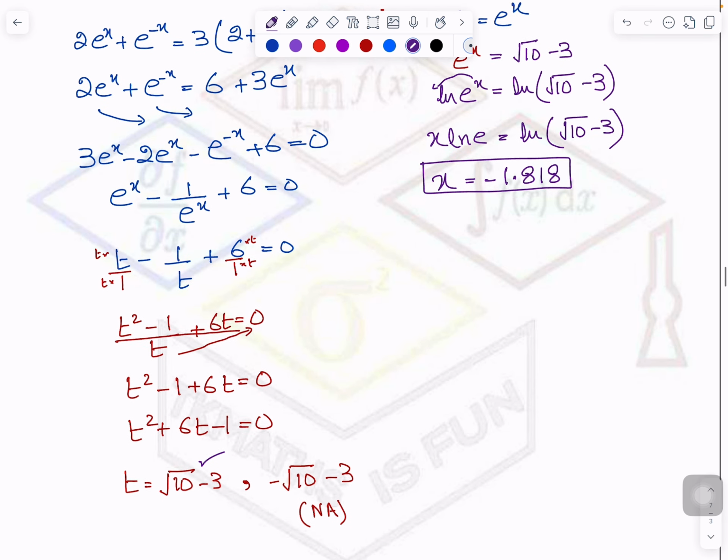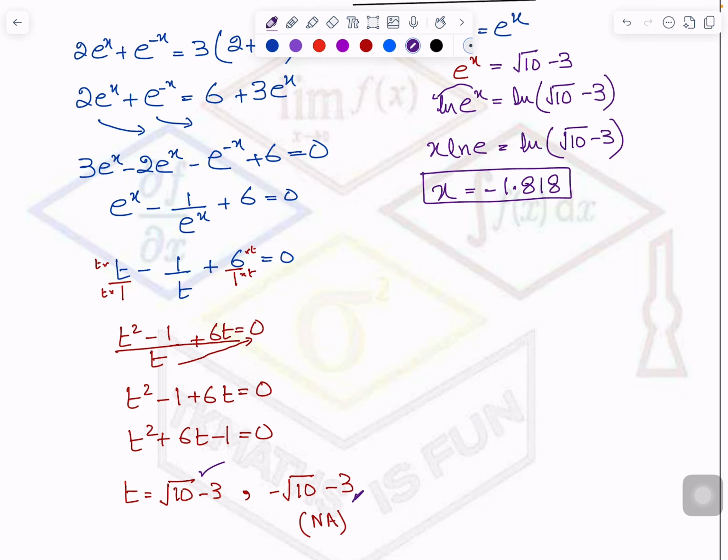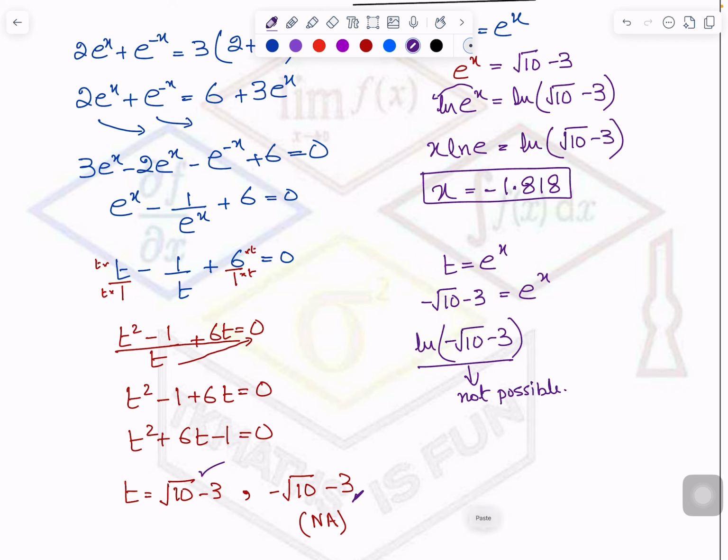And why did I say this negative value is not applicable? The reason is, when you substitute it here and take ln on both sides, ln of a negative value, because this is a negative value, is not possible. It will give you an error. So that's why we write this in the beginning. If you cannot get it immediately, by the time you reach this step you will understand automatically that it is not possible here. So that's why this is my only answer in this question.